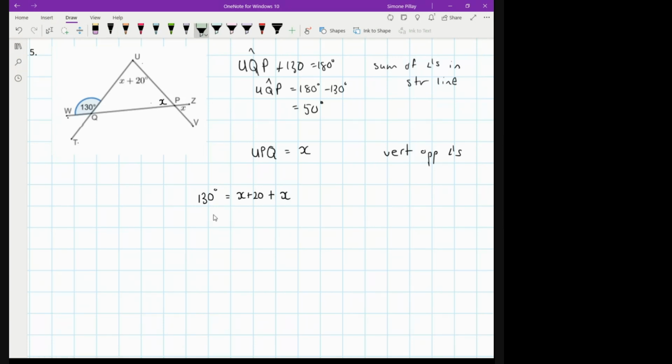Okay, now that we have that, let's bring all of our like terms to one side. So I'm going to transpose my 20. It's going to be 130 degrees minus 20. And on this side, I'm going to add x and x. That is going to give me 2x. 130 minus 20 is 110. Uma, what do I do next to finish off? Divide. We are going to divide both sides by 2. x is equal to 55. I think 55, yeah.